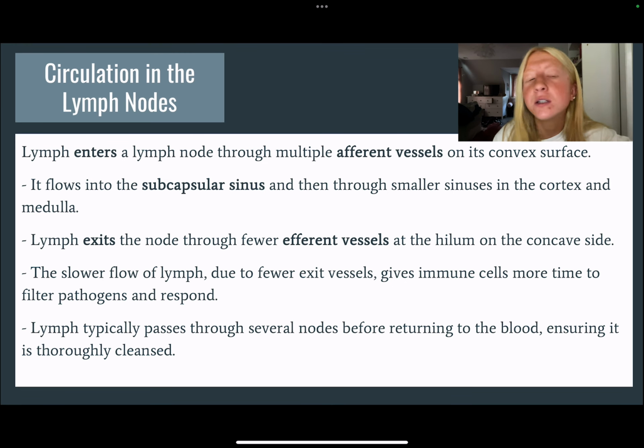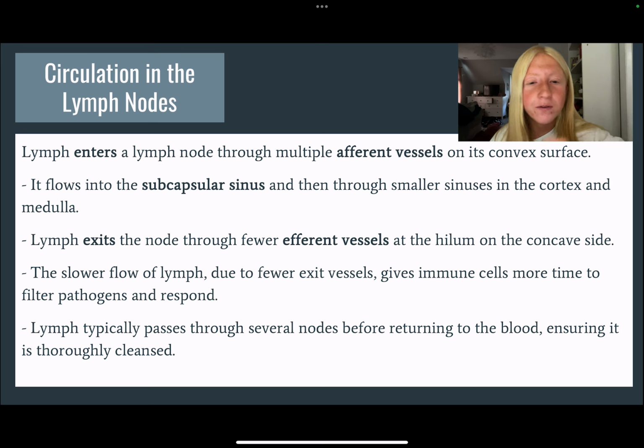Circulation in lymph nodes. Lymph enters a lymph node through multiple afferent vessels on its convex surface. It flows through the subcapsular sinus and then through smaller sinuses in the cortex and medulla. Lymph exits the node through fewer efferent vessels at the hilum on the concave side.